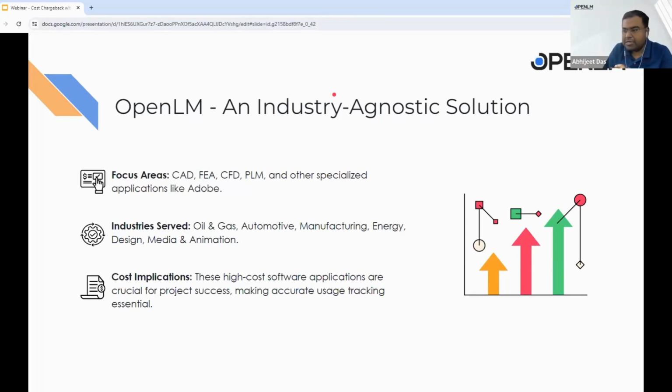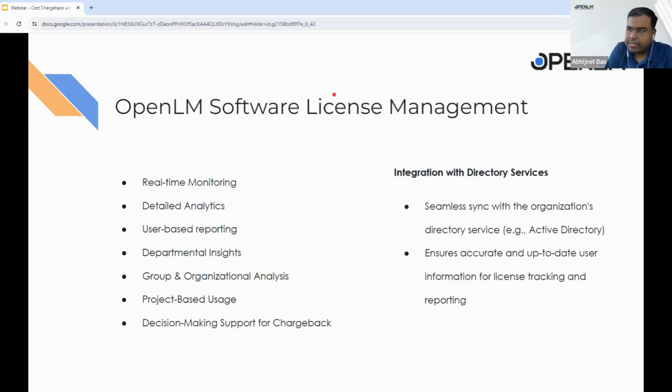Now, cost implication wise, these high cost software applications are crucial for project success, making accurate usage tracking essential. Since these different industries require some core, high cost software applications, which are very important for these different organizations, they need accurate usage tracking. And for that, you need the OpenLM software license management solution. So that is about what impact we have in the different industries.